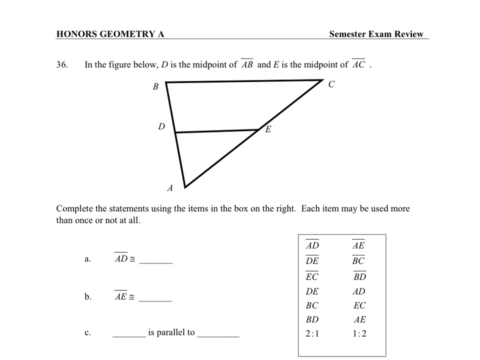36. In the figure below, D is the midpoint of AB, so we know that that part is congruent to that part, and E is the midpoint of AC, so we know this part is congruent to this. We also know, because DE is the midsegment, that half of BC equals DE. We talked about this with the last question.